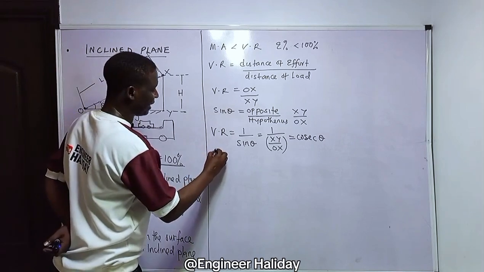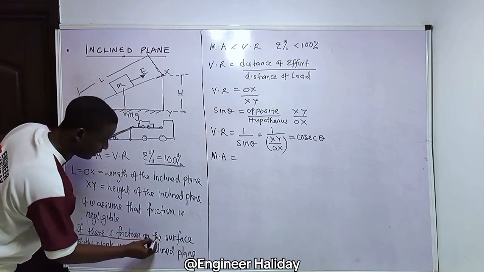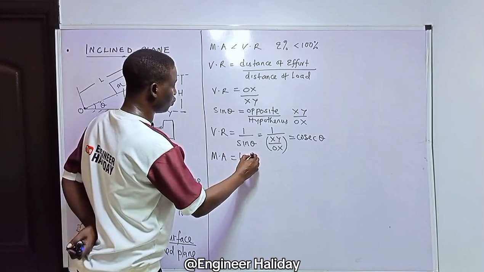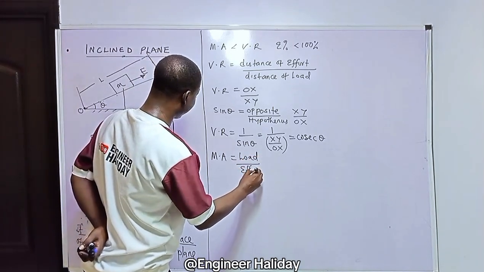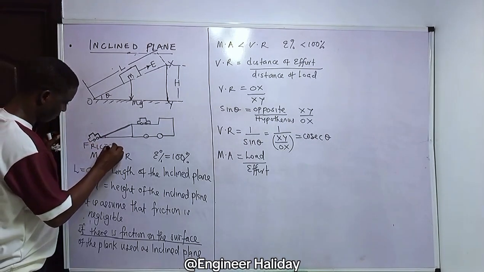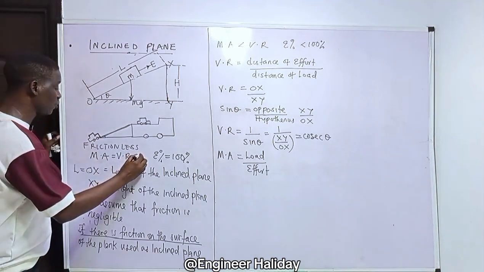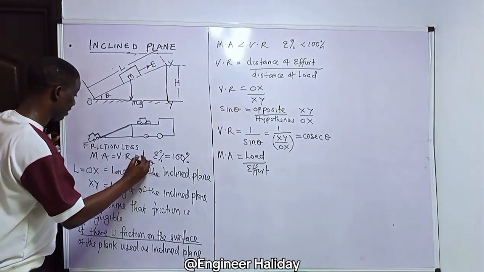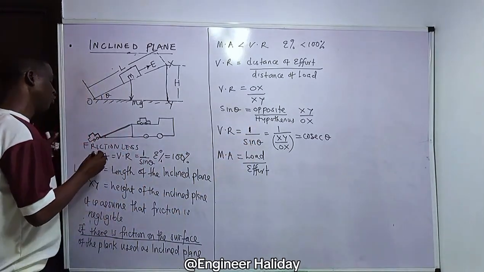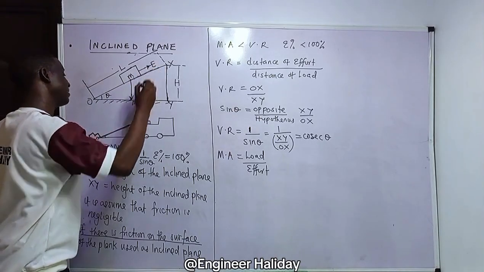What about the mechanical advantage for a machine, an inclined plane that is under friction, if there is friction? Now we know that the load over what? Effort. Don't forget, in the case of a frictionless surface, as I said before, your MA equals VR. That means it will not be equal to 1 over sine theta. So sometimes this velocity ratio 1 over sine theta can be given as the mechanical advantage in a frictionless surface. That means an inclined plane that is frictionless.